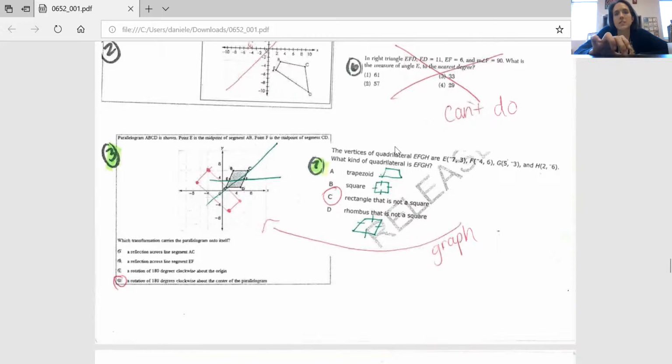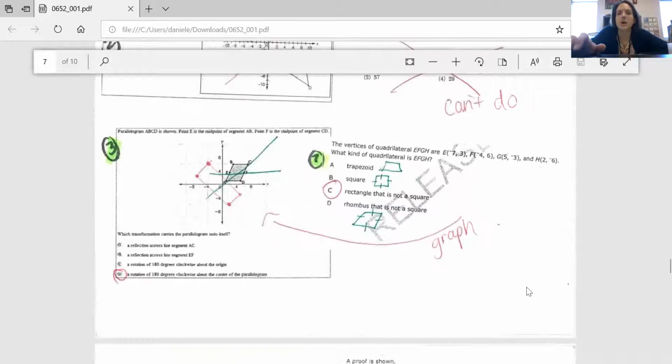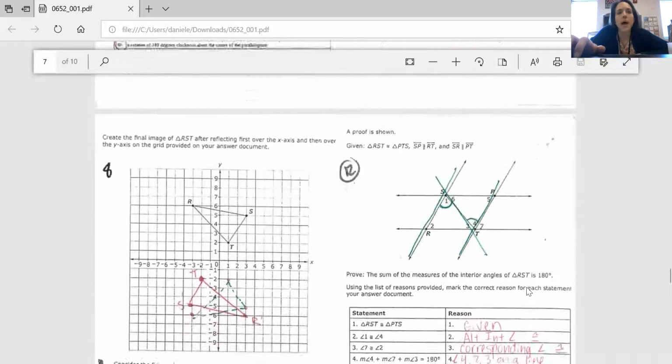A trapezoid is like a beheaded triangle. Square, all the sides are the same and has 90-degree angles. A rhombus, all the sides are the same, but it's slanted. Think slanty square. And so obviously this shape is a rectangle. All right, let's flip over to the back.